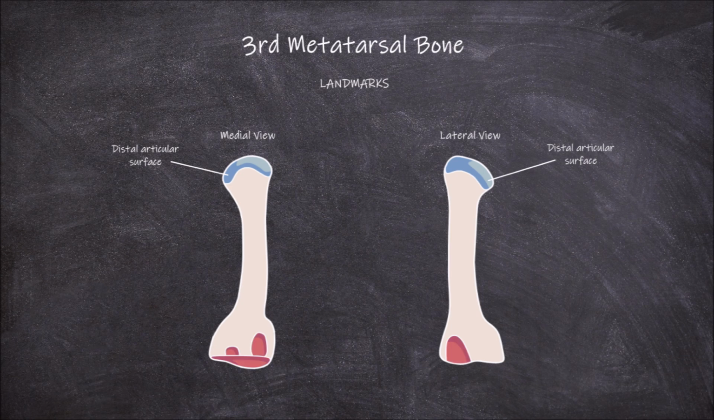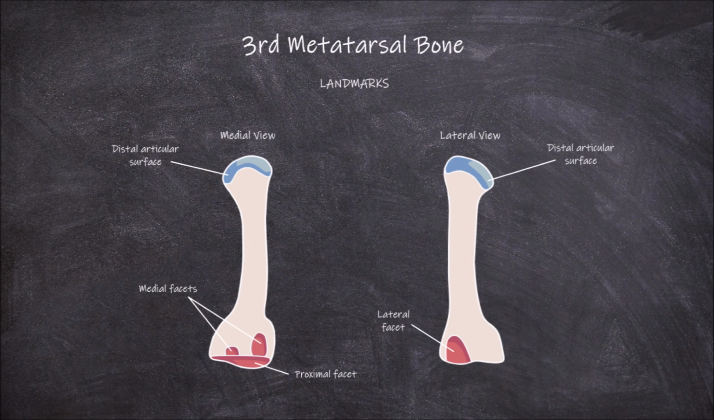The medial surface of the base of this bone has two facets for articulation with the second metatarsal. The proximal surface on the base of this bone has a facet for articulation with the lateral cuneiform bone. The lateral surface of the base of this bone has a facet for articulation with the fourth metatarsal bone.